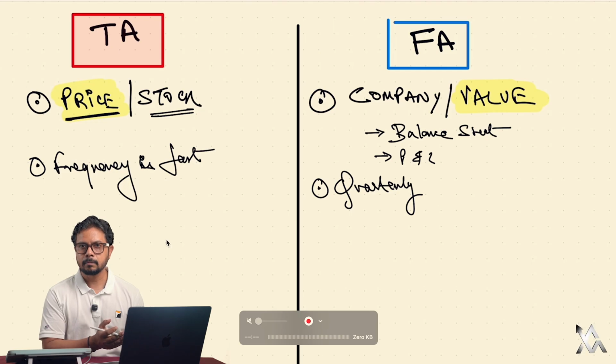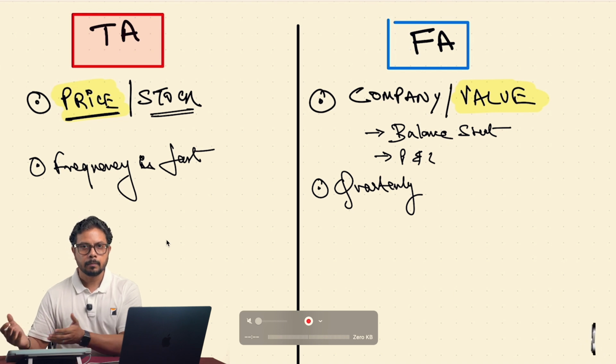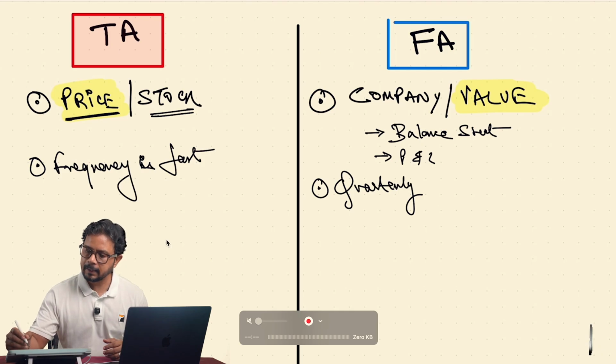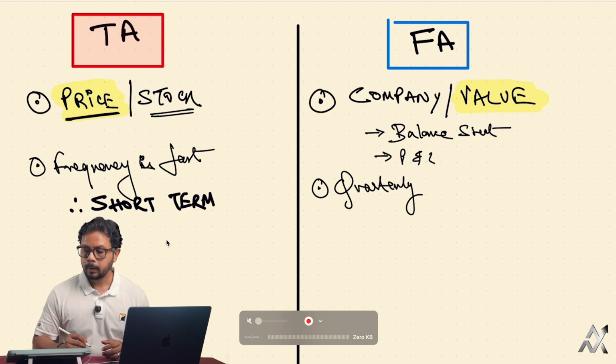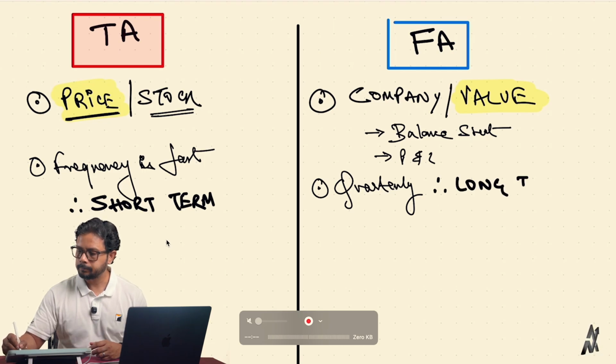For technical analysis, it's very, very quick. The frequency is high. For fundamental analysis, the frequency is low. Because there's a difference in this frequency, we can clearly say that technical analysis is more oriented towards the short term, and fundamental analysis is by default oriented more towards the long term.